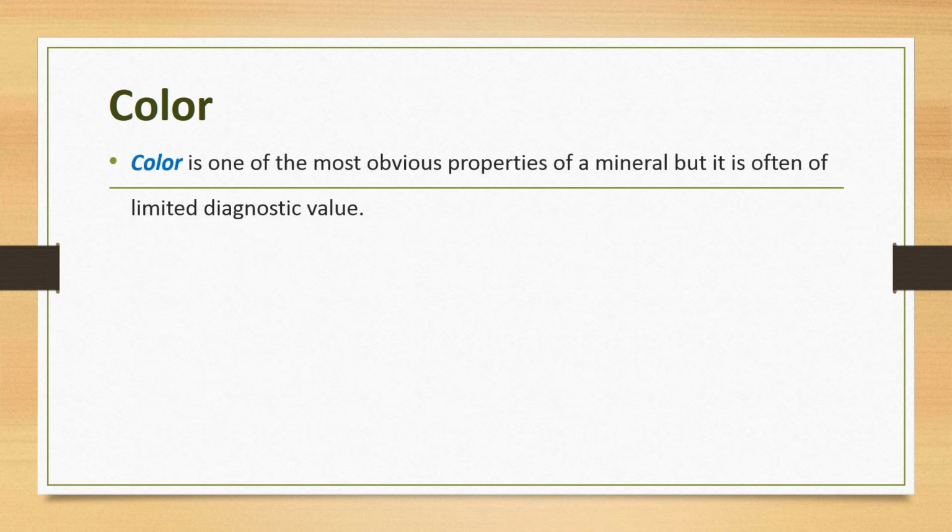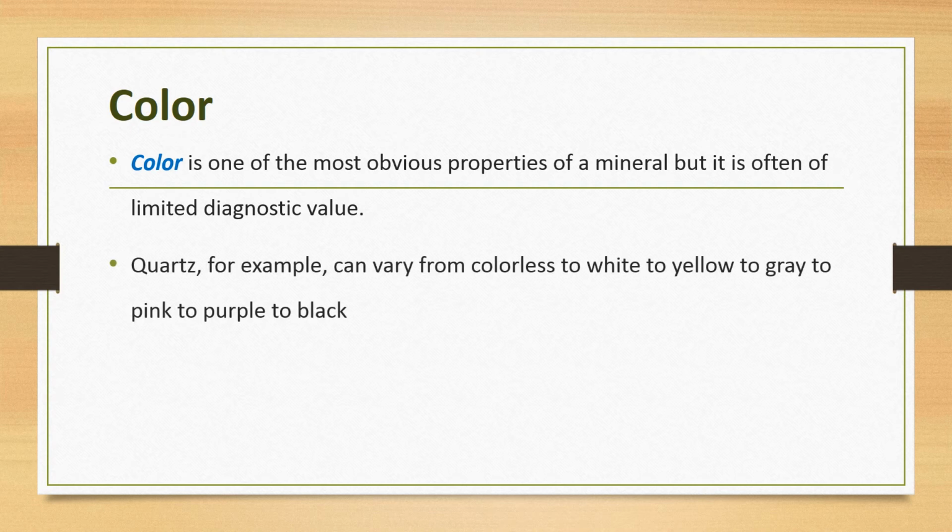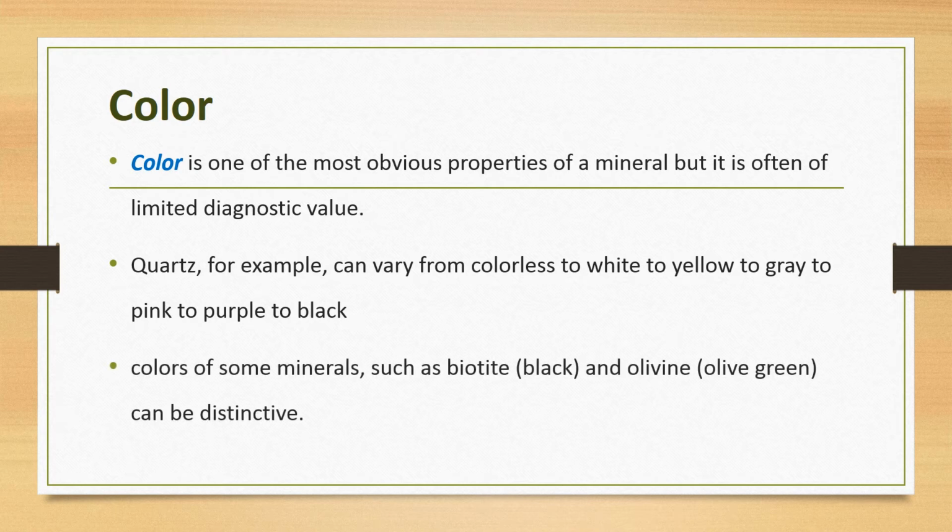When it comes to color, color is one of the most obvious properties of a mineral, but it is often of limited diagnostic value because sometimes one mineral has many colors, like quartz, as we will see. Quartz, for example, can vary from colorless to white, yellow, gray, pink, and purple. So the colors of some minerals, such as biotite, black, and olivine, like olive, can be distinctive. But for quartz, this is not the case.